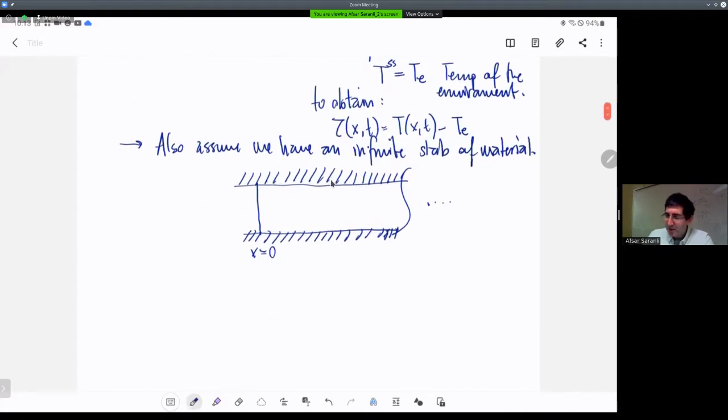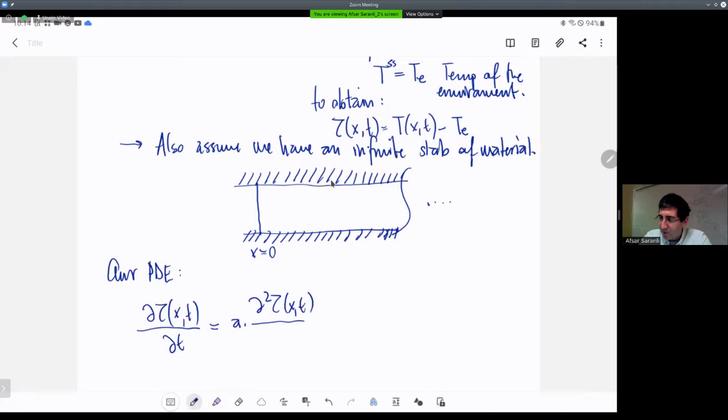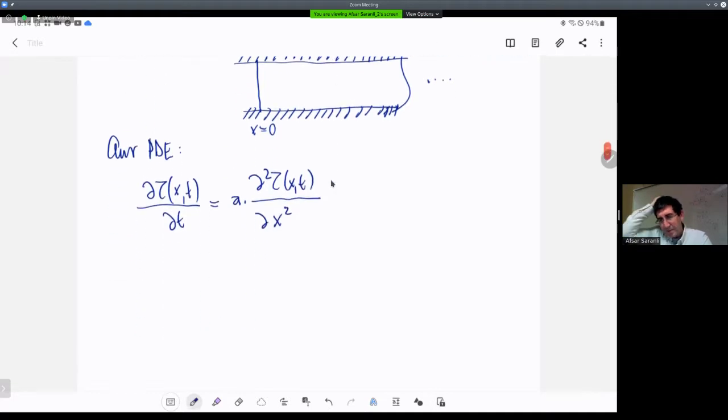Okay, so let's take our partial differential equation. Let's remember that was equal to del tau x,t over del t, equal to a constant times del square tau x,t over del x squared. Now what we will do is we will again use the Laplace transform, but the Laplace transform is taken with respect to the time variable.